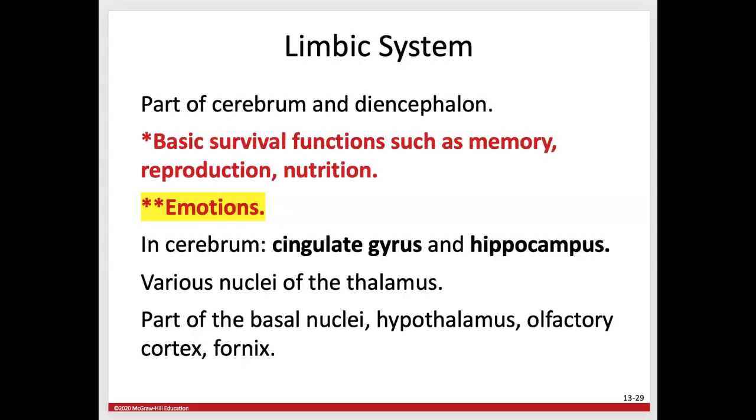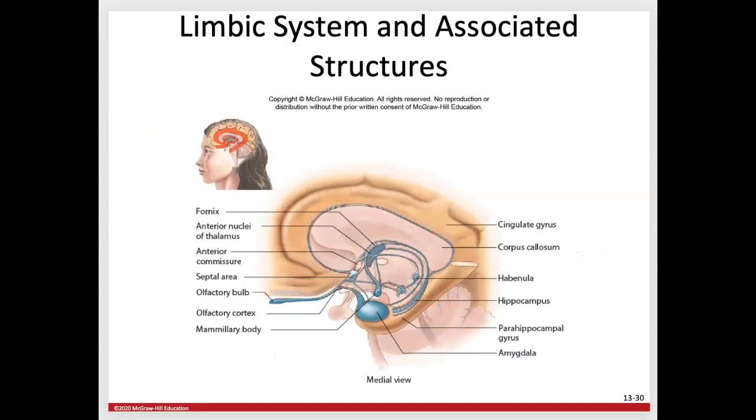All right, the limbic system is part of the cerebrum and also part of the diencephalon. And the limbic system is directly related to emotions as well as basic survival functions such as memory, reproduction, and nutrition. So if you remember nothing else about the limbic system, remember it has to do with emotions. Okay, so we'll just keep going here. And the limbic system is actually multiple areas of the brain, so you absolutely do not have to identify that.